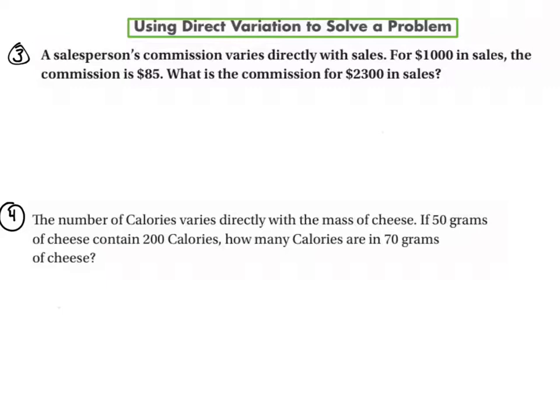So here we're going to use direct variation to solve a word problem or a real-life situation. A salesperson's commission varies directly with sales. So we know we're dealing with direct variation because it varies directly. For $1,000 in sales, the commission is $85. What is the commission for $2,300 in sales? So the first thing we should do is probably set up a direct variation expression for this. So we know in this case, commission varies directly with sales.